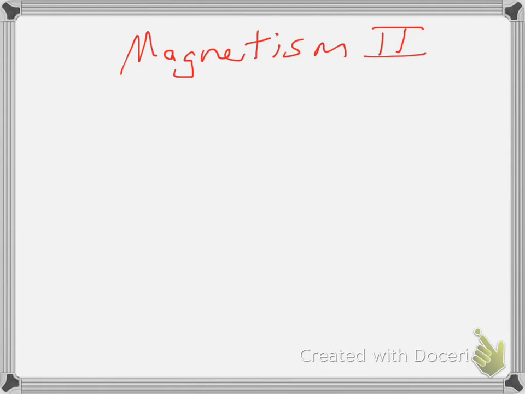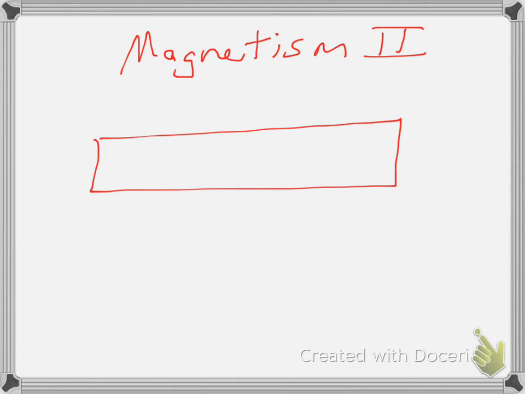All right, so let's continue on with our talk on magnetism. If you recall yesterday, I gave you a bar magnet, and I labeled a north pole to it and a south pole to it. And we talked about how a compass would line itself up with the field lines that this bar magnet creates if you were to bring that compass close enough.